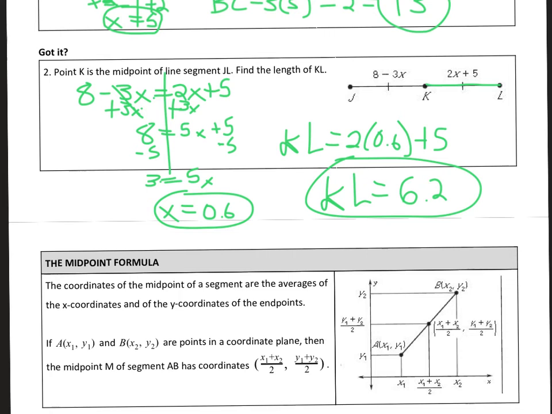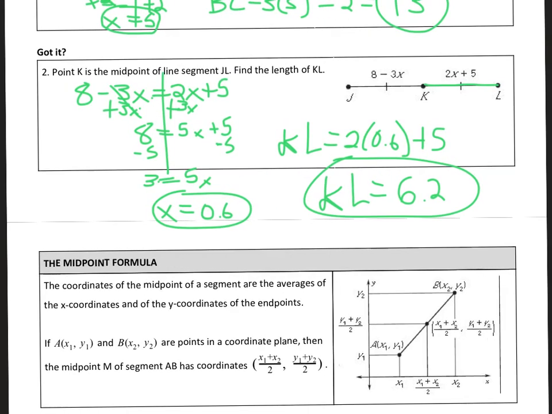So for this particular example, I've got these segments. I know that K is the midpoint, meaning I know that this splits JL into 2 equal parts, okay? This segment is equal to this segment, congruent to it. It means they have equal length, meaning I can take these two expressions that represent the length and set them equal to each other. So I go through the process of solving that equation. I added 3 to both sides, got 8 equals 5x plus 5. Then I subtracted 5 from both sides, got 3 equals 5x. I divided both sides by 5. I got 0.6 as my value for x.